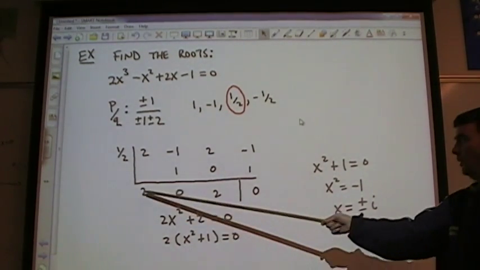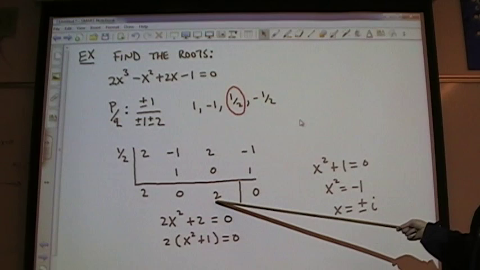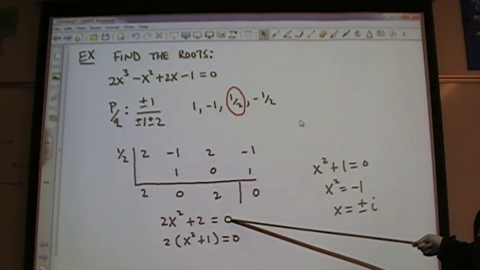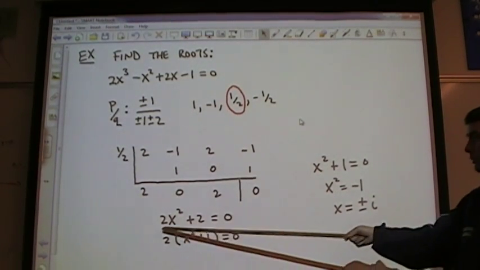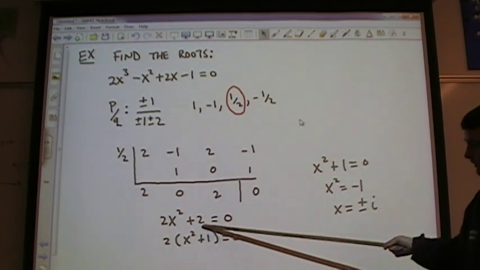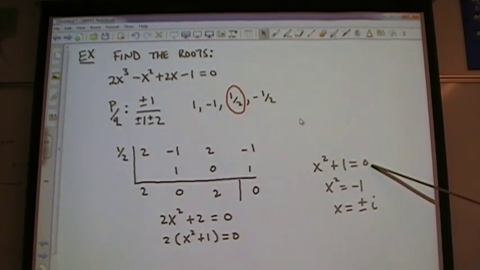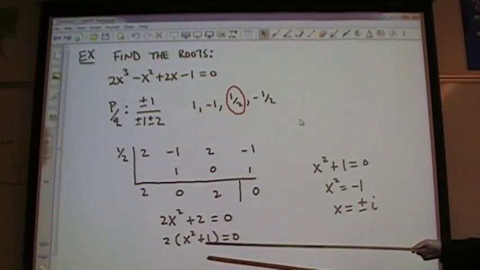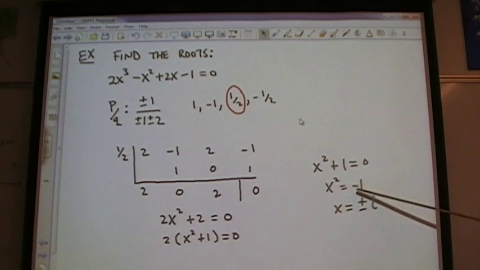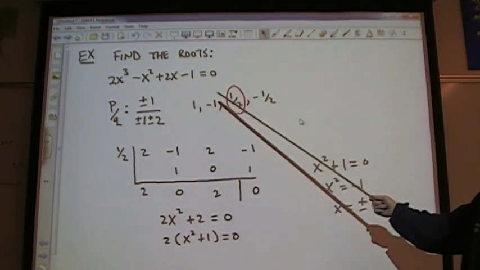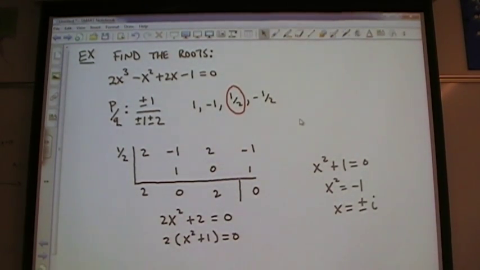Now, we know how to write this as a polynomial: 2x squared plus 2 equals 0. And then from there we can solve by factoring. What's your GCF? 2. Take a 2 out, you're left with x squared plus 1. So from here, you set this equal to 0 and solve. Subtract 1, take the square root of both sides. Your other two results are plus minus i. So your 3 zeros in this case are 1/2 and plus minus i.